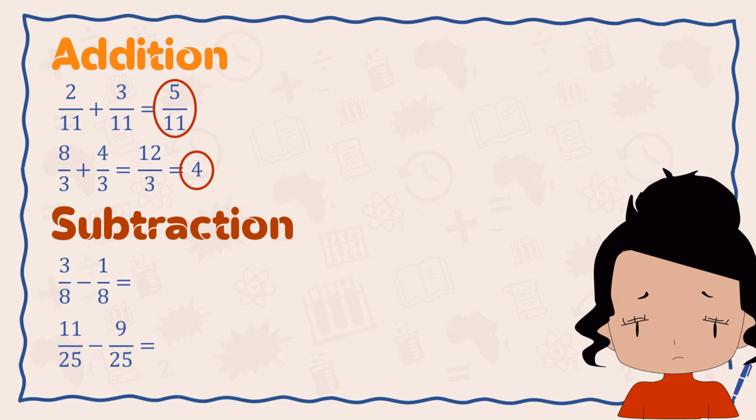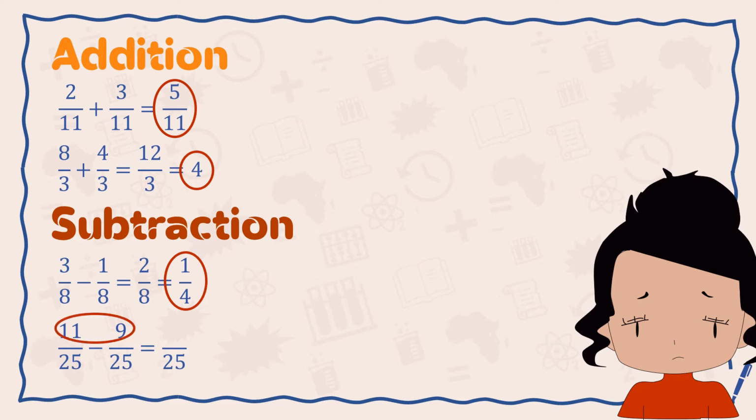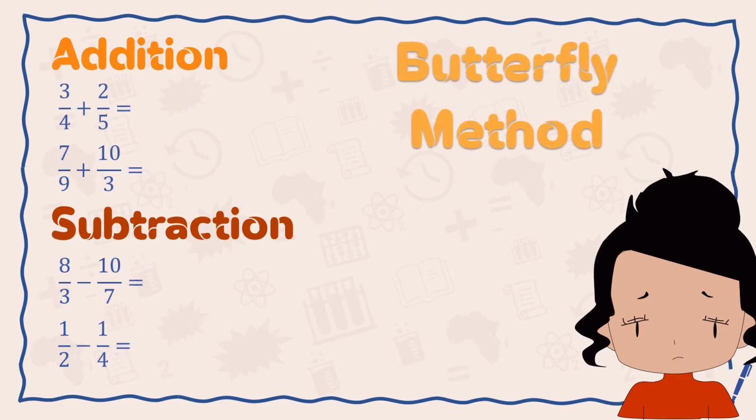So for the subtraction, we're just going to follow the same steps, but this time, we're going to subtract the numerators. So we copy the denominator, then we subtract the numerators. So 3 minus 1 is equal to 2. So we have 2/8. This can be further simplified, giving us 1/4. The next example, we're going to copy the denominator, then subtract 11 minus 9 is equal to 2, giving us 2/25.